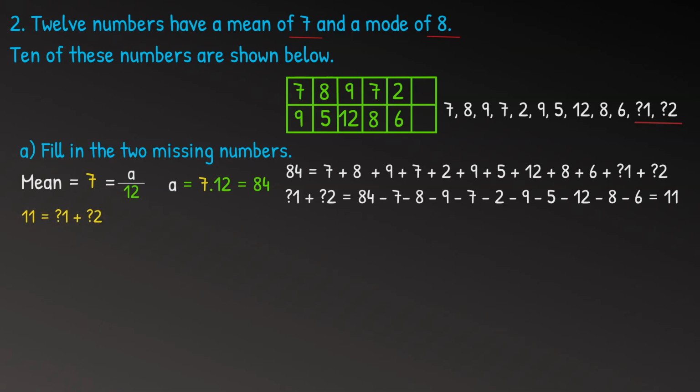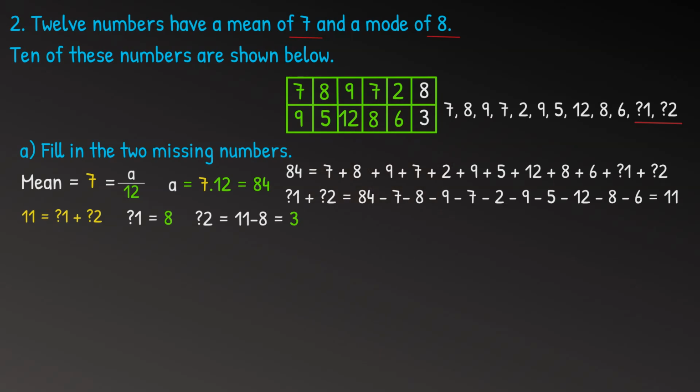Now, the other piece of information that we're given in the question is that these numbers have a mode of 8. Well, if you look at the numbers we have, there are 2 7s, 2 8s, and 2 9s. And the mode is the number that occurs most frequently. So for us to have a mode of 8, at least one of these numbers that we haven't yet determined needs to be 8. So let's say question mark 1 is equal to 8, then question mark 2 is equal to 11 minus 8, which is 3. So the two numbers we're looking for are 8 and 3.